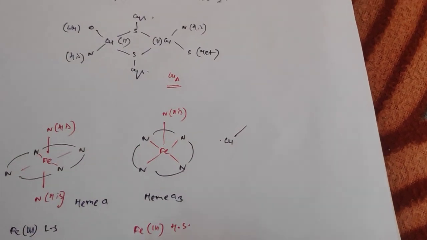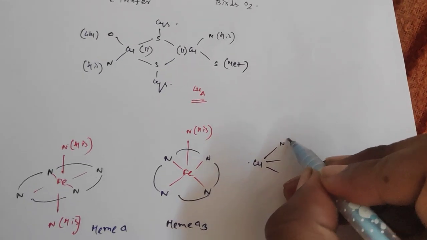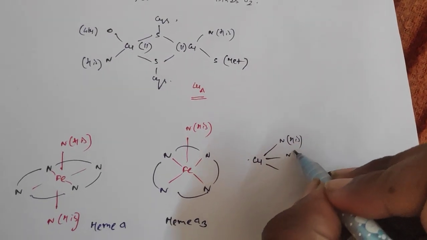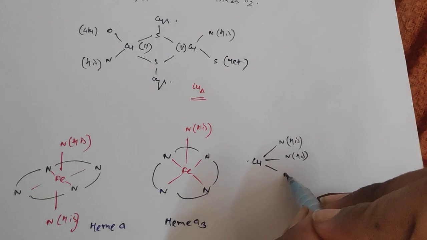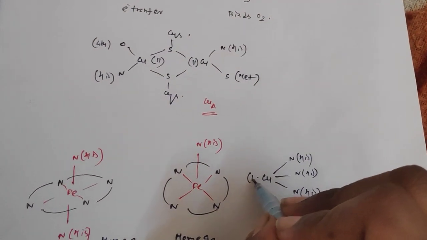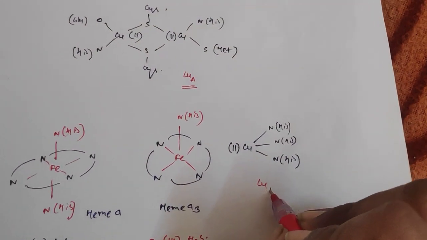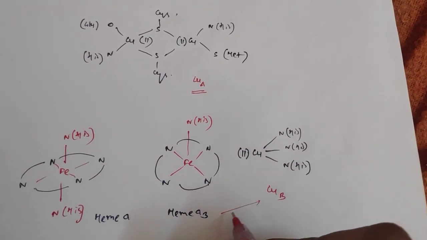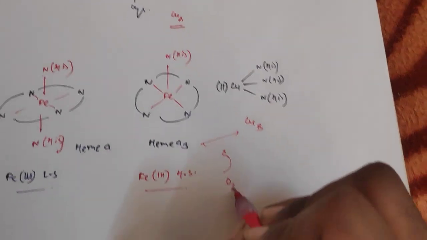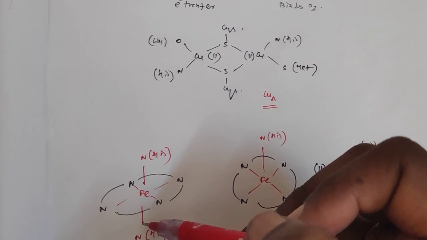Another part is the copper B center. So copper B center has 3 coordination, so 3 N-histidine, and it is present in copper 2 form, and this is copper B. So heme A3 and copper B will bind to dioxygen, and the electron transfer will occur from copper A to heme A.